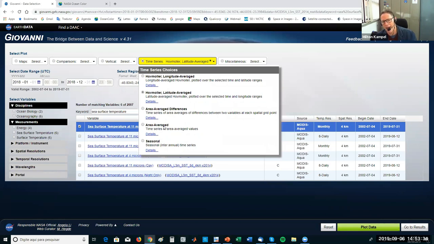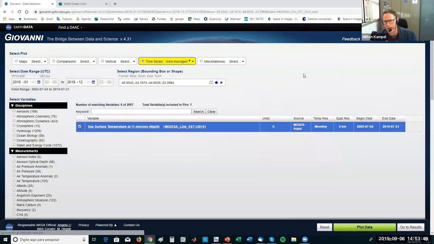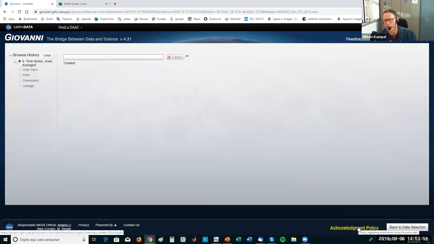It's going to be the area average. So the sea surface temperature monthly average for that area. You can also type it as an area such as a point, almost a point, or a few pixels if you wish, okay? But let's try with this area, and I click on plot data.